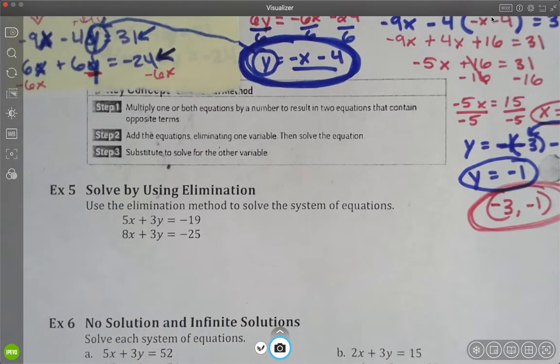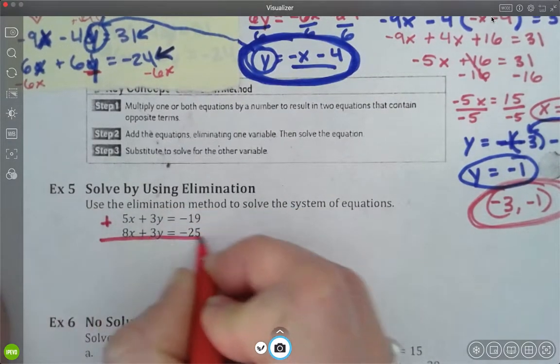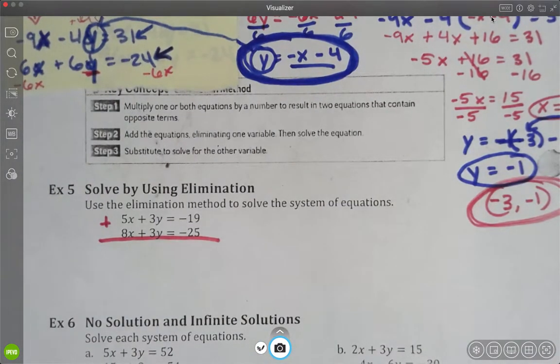Now, substitution is not my favorite method. My favorite method is elimination. I like to eliminate things, okay? When you eliminate, you're basically making this a big old addition problem. You're adding those together, and you're doing that stuff, right?